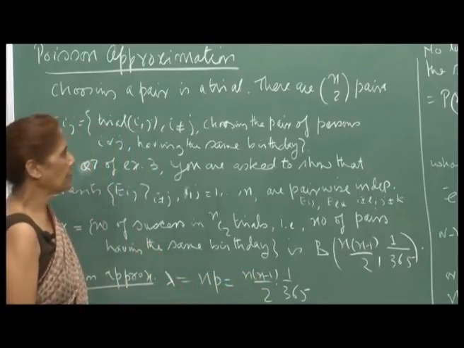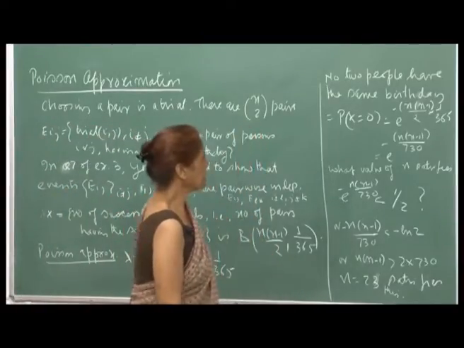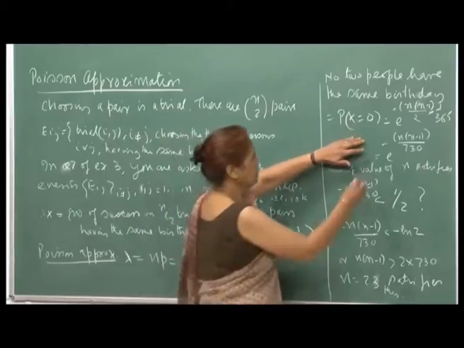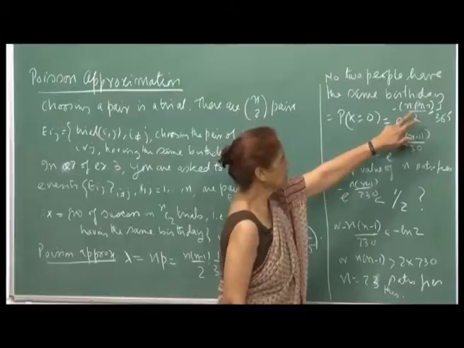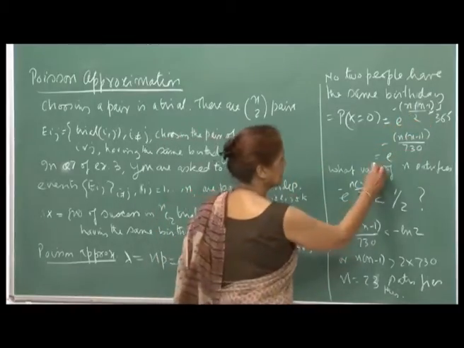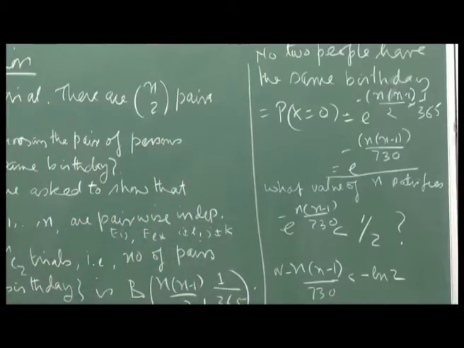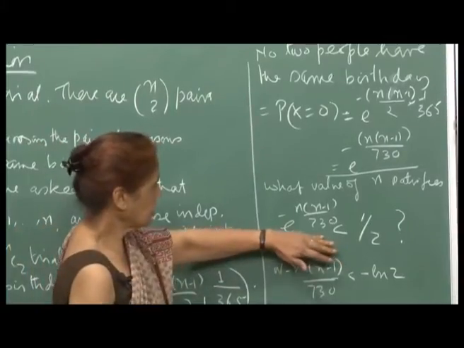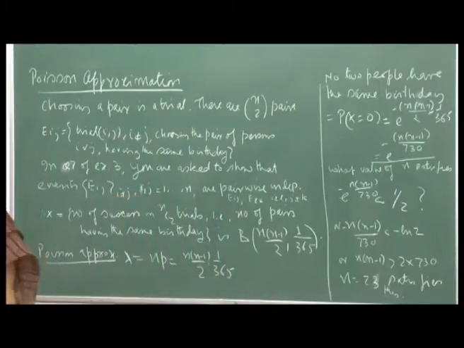So, this is my np, and now you want to compute the probability that no two people have the same birthday. That means you want to find the probability X equal to 0, which is e raised to minus n into n minus 1 by 2 into 1 upon 365, which is this number. The next part of the question was: what value of n satisfies the inequality that this is less than half? No two people having the same birthday, that probability should be less than half.